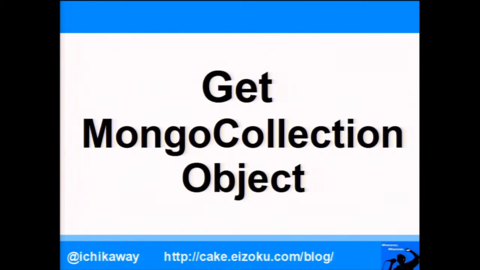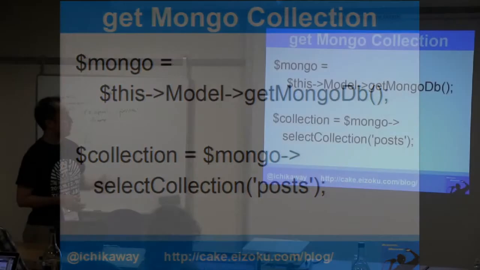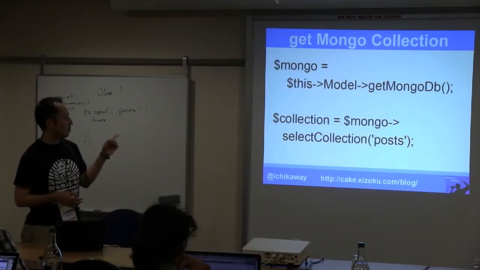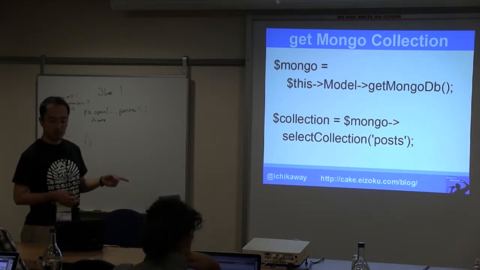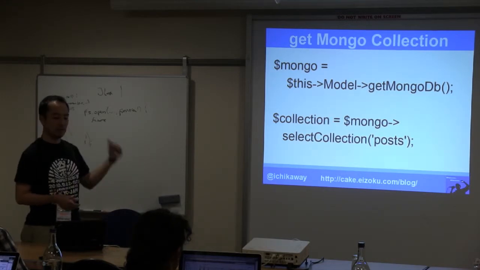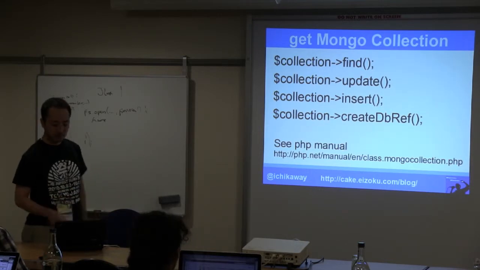Okay, next is getting the MongoCollection object. At first get a MongoDB class object, and then call the selectCollection method. The parameter is the collection name, and it returns a MongoCollection instance. Then you can use the find, update or insert methods.